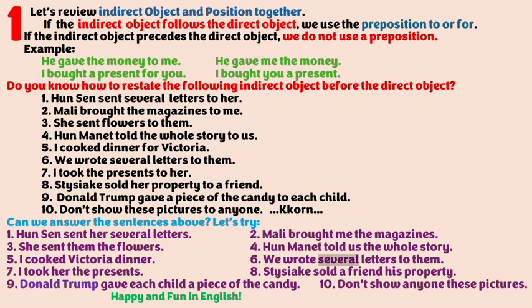6. We wrote several letters to them. 7. I took her the presents. 8. Stacey sold a friend his property. 9. Donald Trump gave each child a piece of the candy. 10. Don't show anyone these pictures.